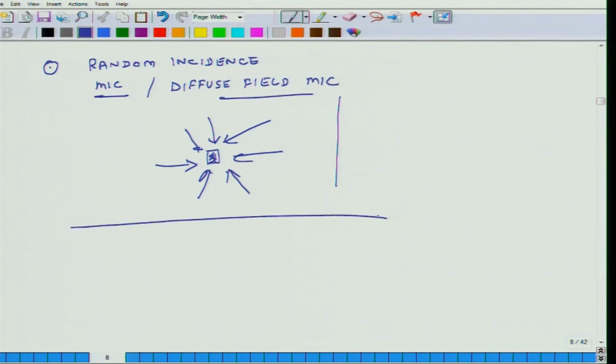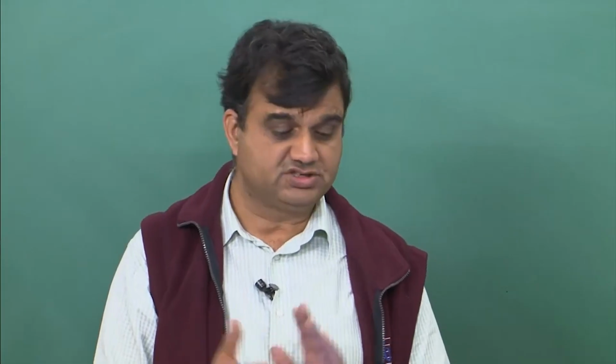So, these are the three categories of mics which we have discussed from the standpoint of the type of sound which we are measuring: pressure field mic, free field mic, and random incidence mics.